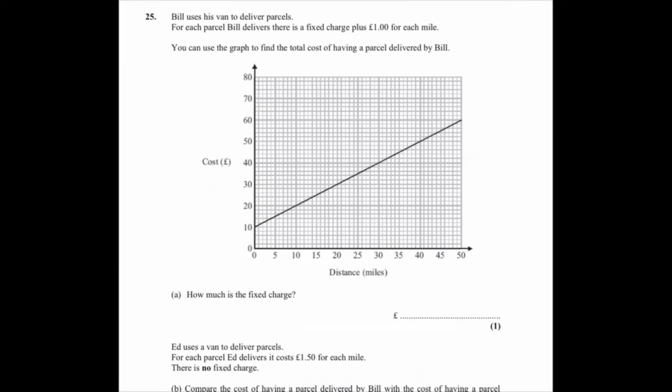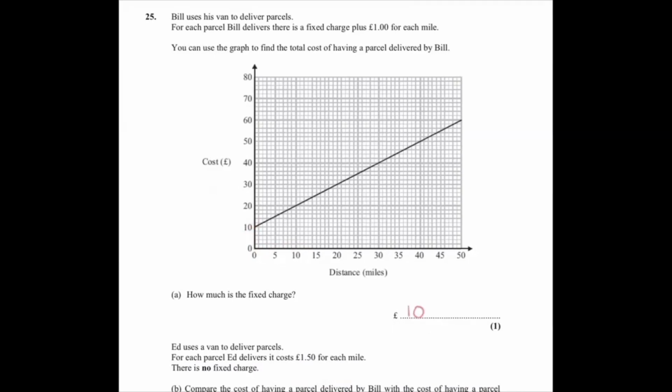Right, question 25. We've been given a graph that helps us change between cost and miles. We've got to work out how much the fixed charge is. Now, the fixed charge is right here. If you see, this is 0. We've not actually traveled anywhere yet. We're at 0 miles, yet we're actually having to pay £10. And that's telling me it's a fixed charge.